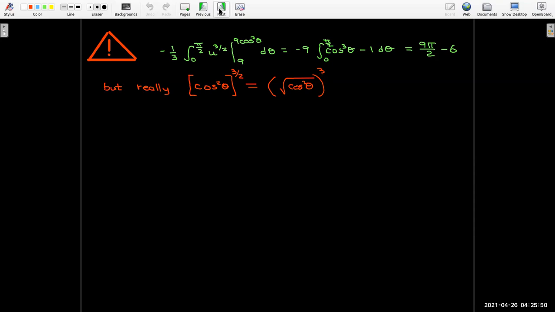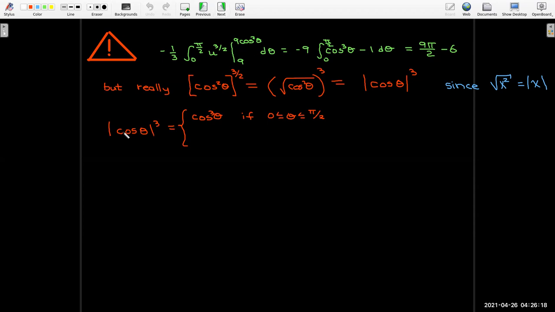But radical of cosine squared, unless I know that cosine theta is always positive, I really have to take the absolute value of cosine theta and then cube it, because radical of x squared is the absolute value of x. Only when I know x is positive can I remove the absolute value signs. So if I were to look at the absolute value of cosine theta cubed, well, in the first quadrant, it is just cosine cubed theta. So what I wrote here is correct because I know I'm in the first quadrant. My bounds go from 0 to pi over 2. However, if I'm in the second quadrant, it's going to be minus cosine cubed theta.